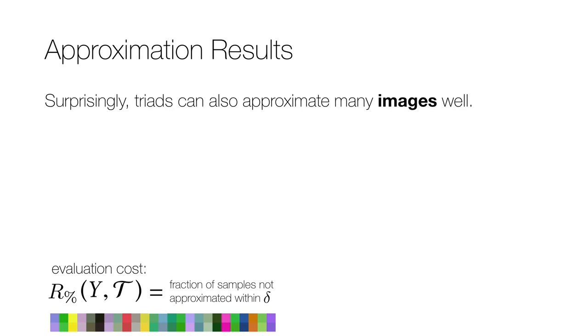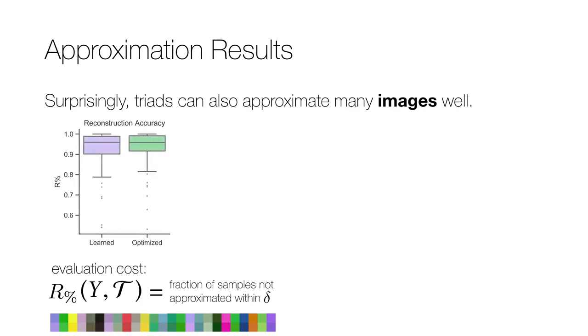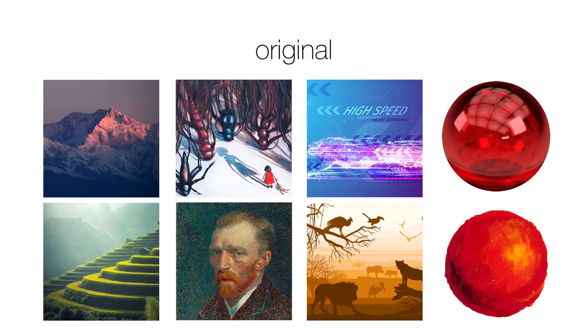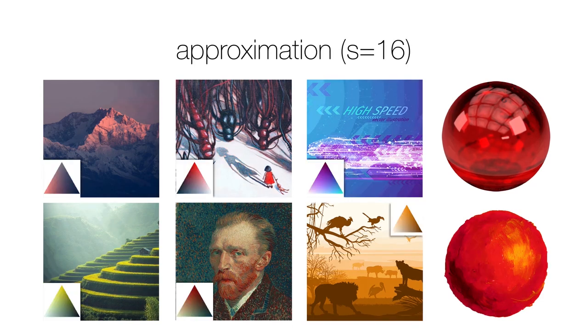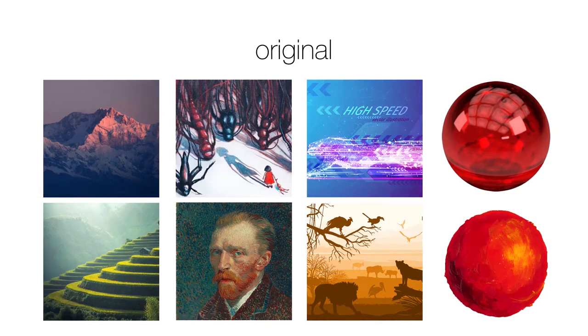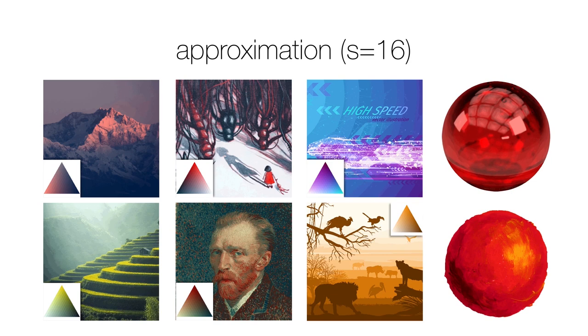We also applied our approximation methods to entire images, and one of the surprising findings of our work is that triads can approximate entire images surprisingly well in many cases. Both methods achieve about 95% reconstruction for entire images. I will now cycle between original images and their approximations at the subdivision level 16. As you can see, most images are approximated well because subdivision 16 still results in a relatively coarse palette. You can see banding artifacts in the third column, first row. However, most of the other effects are reconstructed faithfully.